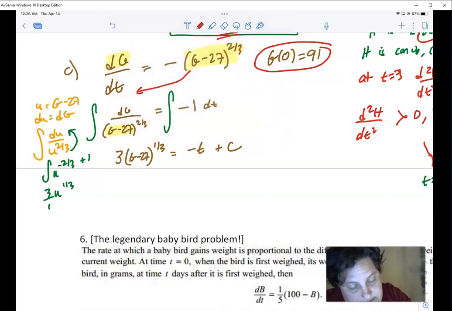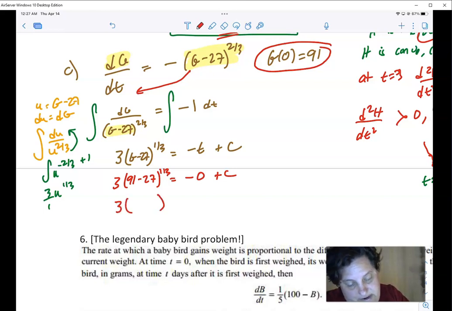Now we have to actually find c, and how do we do that? We use this. At time 0... Shoot, my bad. That said g, not t. At time 0, it's 91. That's 91. That's 0. So 3 times, for heaven's sakes, 31, 41, 51, 64.